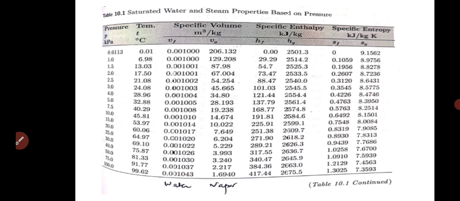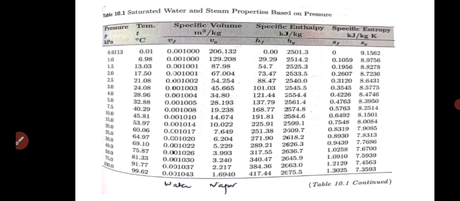Let us say at 0.6 bar, 0.6 kilopascal, we are seeing the first row. If the value is 0.001, we can say it is saturated liquid. If the value is 206 meter cube per kg, I can say it is saturated vapor. But if suppose the value is 100 meter cube per kg at a pressure of 0.6 kilopascal, then I will say it is a wet steam. Anything between these two is a wet steam.